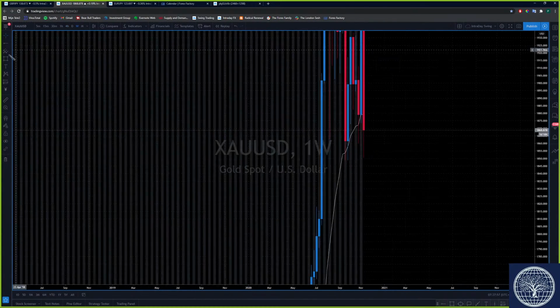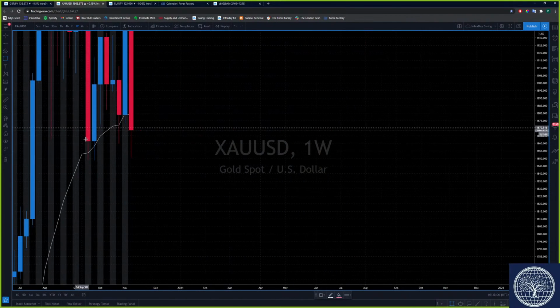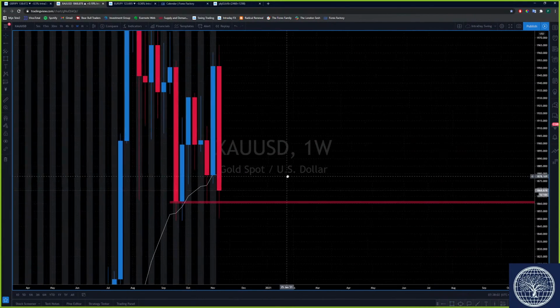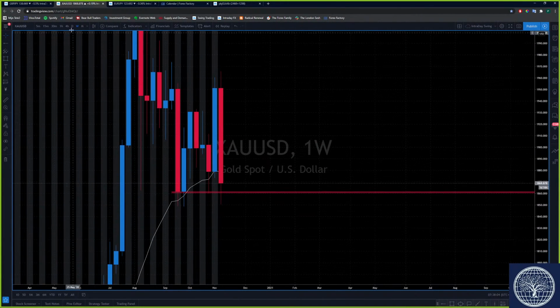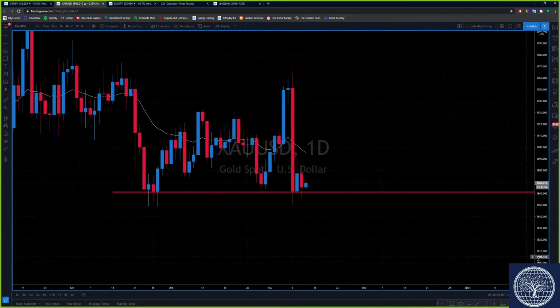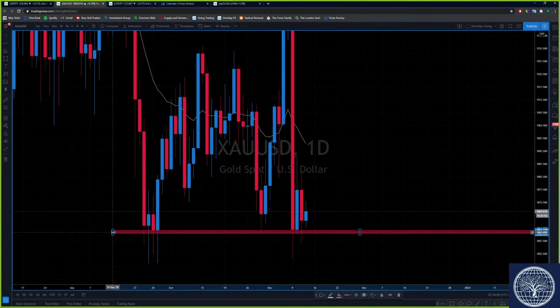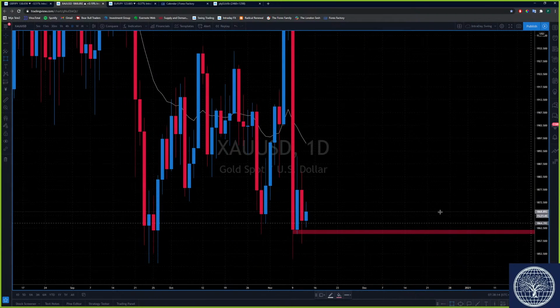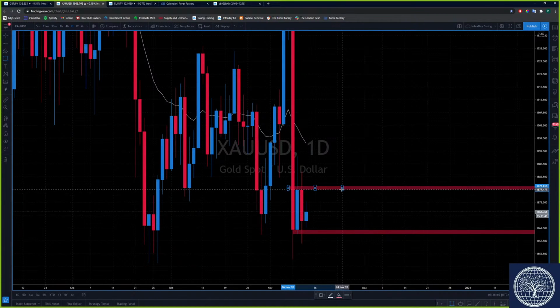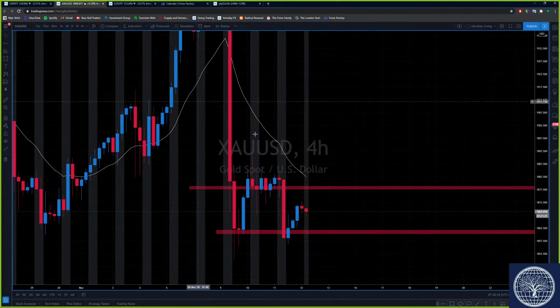Basically, let's draw some levels on the daily. Right, we have kind of this support. Oh, this is weekly. So we have this support. We have this resistance. Let's drop down to the 4-hour.